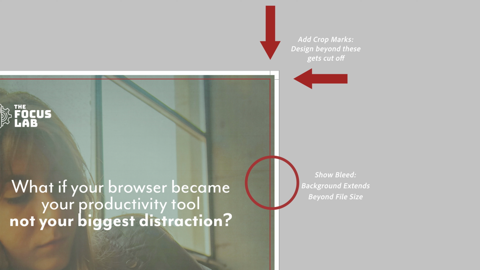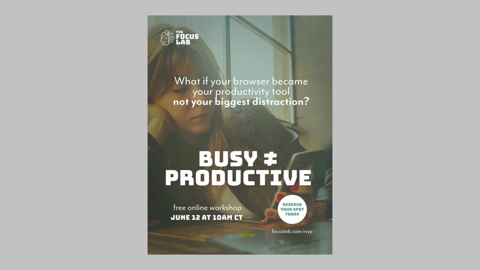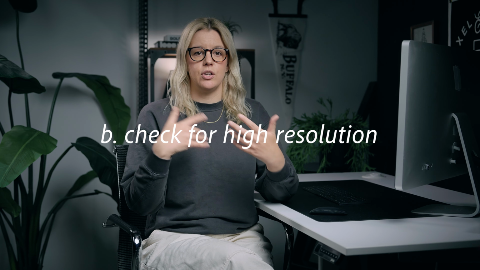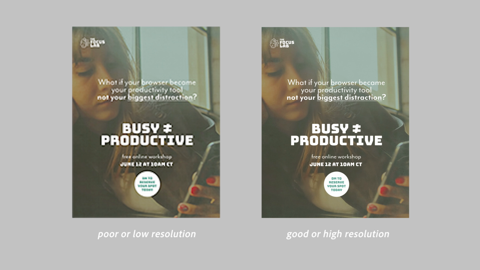And the crop marks tell the printer to cut the design there, making a nice, what we call, full bleed background. Make sure your file is set up properly for print, and any images that you're using are high resolution so they don't come out blurry or pixelated once this is printed.